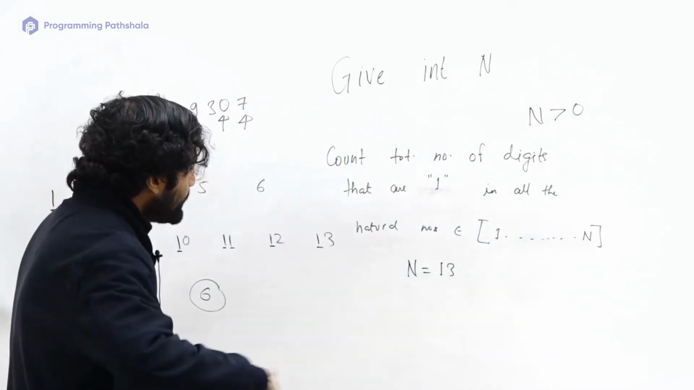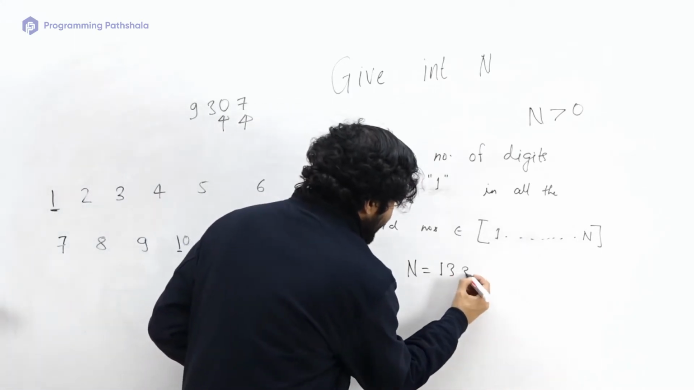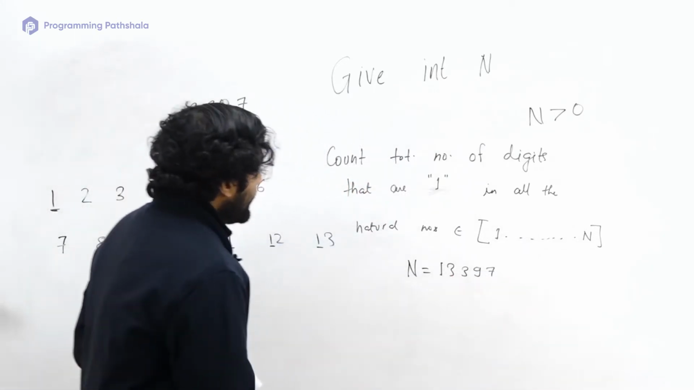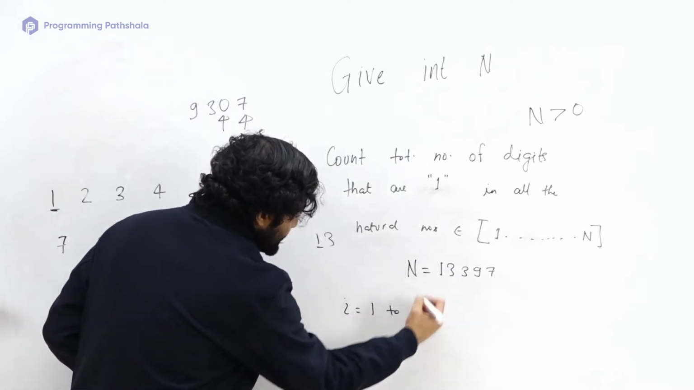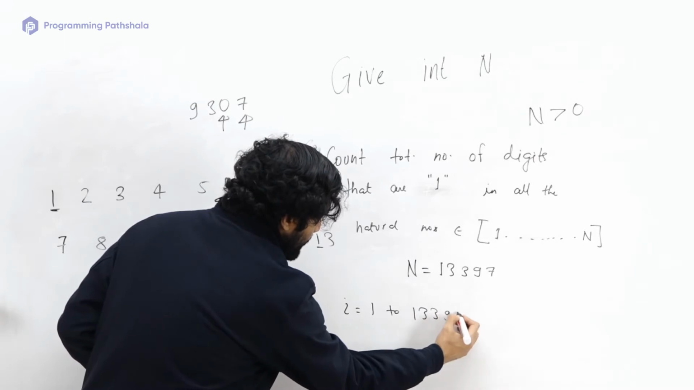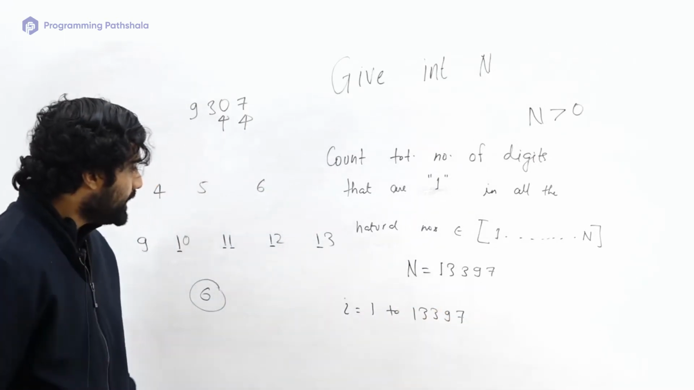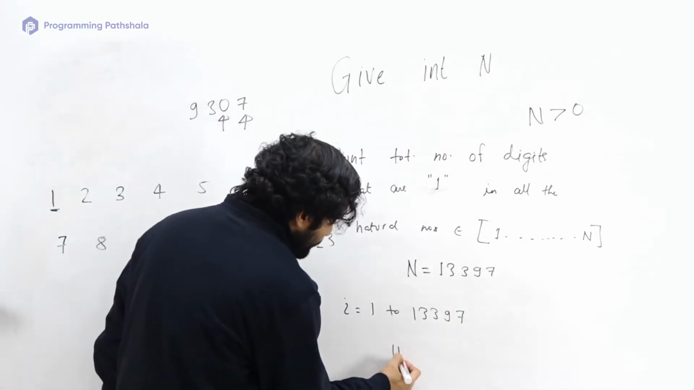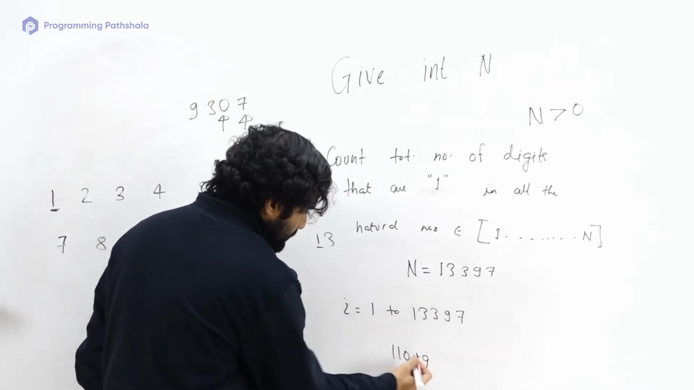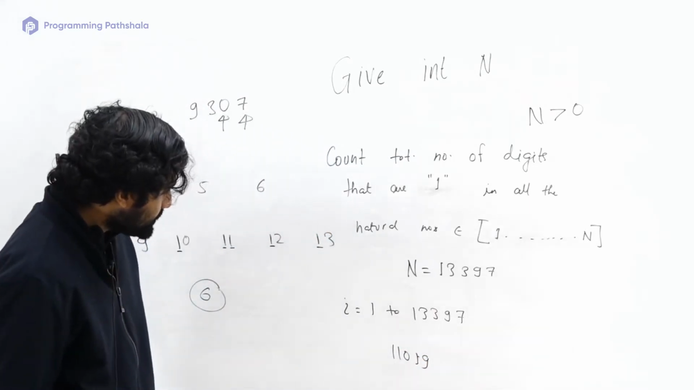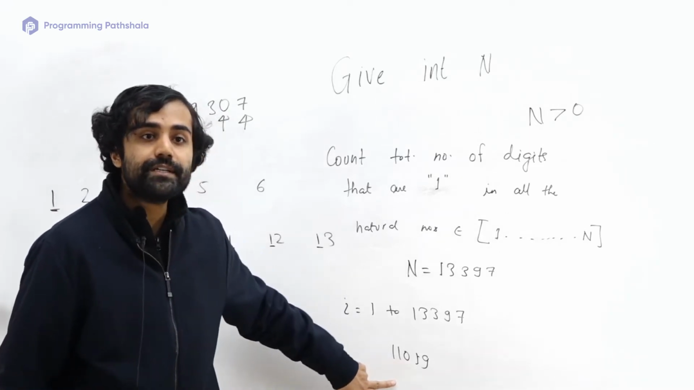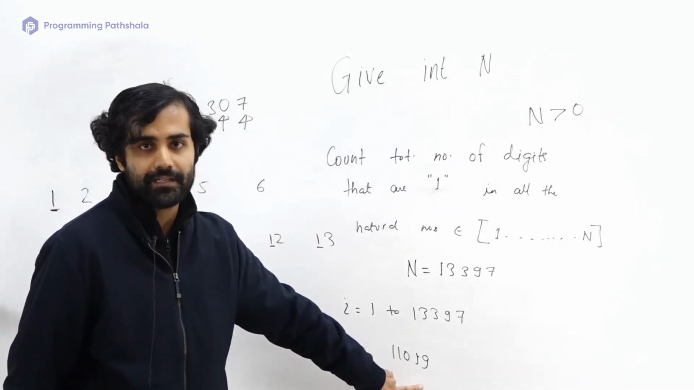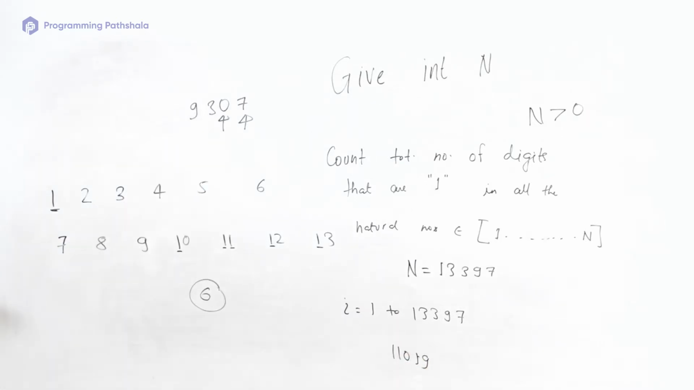So let's say your n was equal to a value like this. In that case you would have iterated from 1 to this value, and somewhere in this journey you would have found a number like, let's say, 11019. You would have found this number, and now your responsibility is to check how many digits in this are 1. That can be done by repeated division.